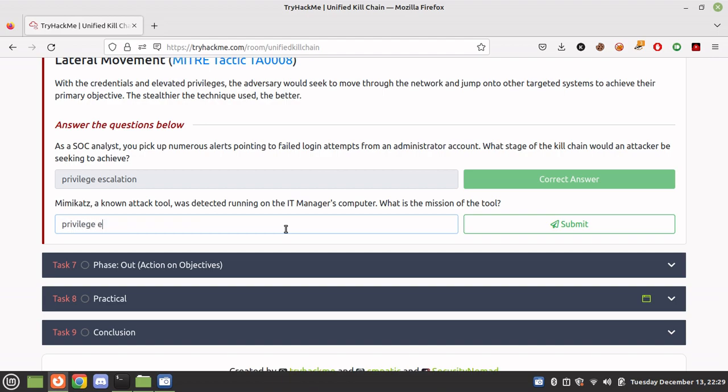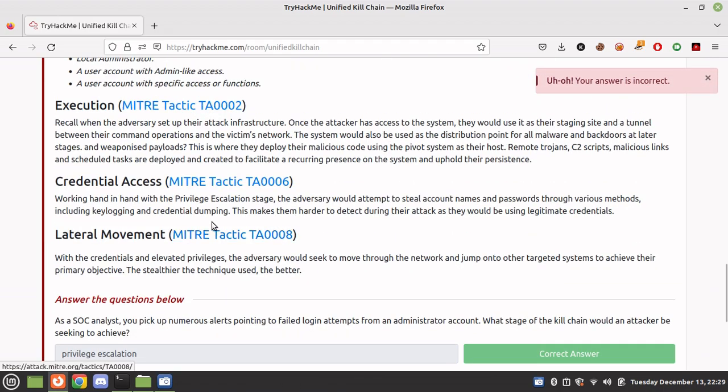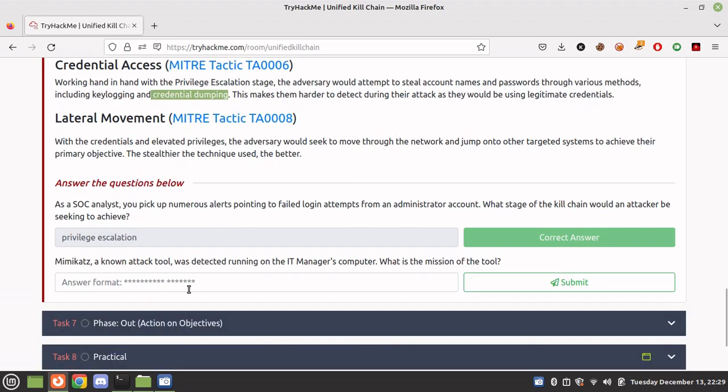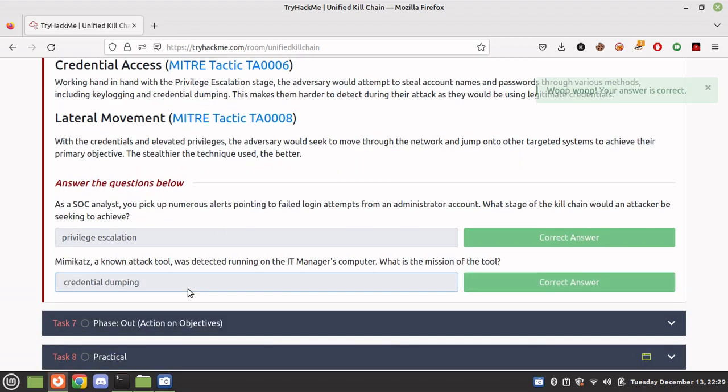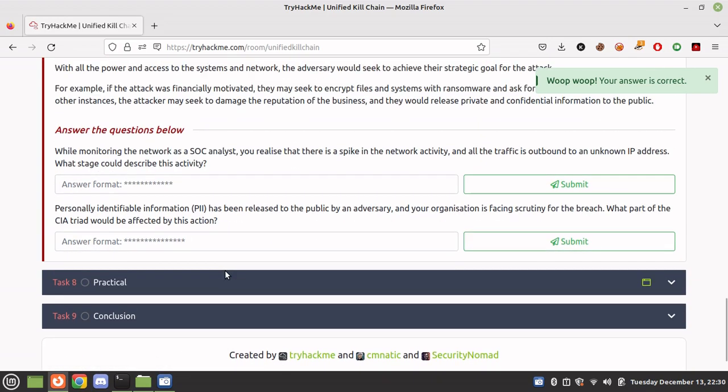Privilege escalation, escalating privileges. Okay, no. Credential access, credential dumping. Yeah, I think credential dumping, because it dumps the hashes and stuff. Yeah, that phase is out. Then we have action on objectives, basically.